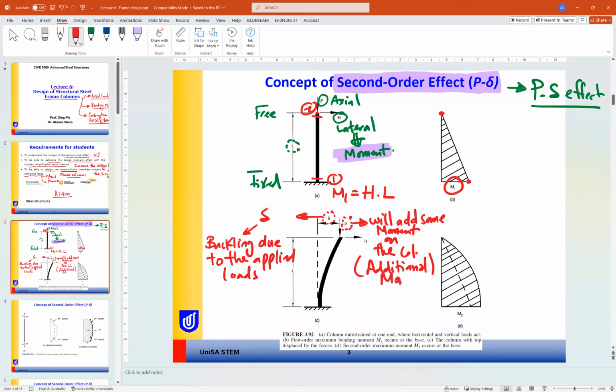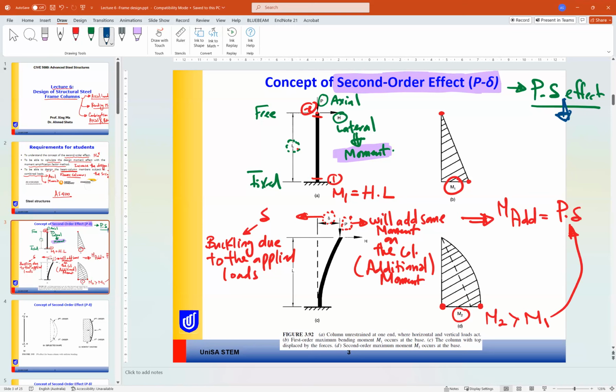So we need to consider the additional moment. How much is the additional moment? The additional moment is P times delta. So M additional equals P times delta. Now the moment in this case is not M1, it is M2, where M2 is bigger than M1 due to the additional moment. So we need to consider the B delta effect in our design by increasing the moment, or adding an additional moment to the column.